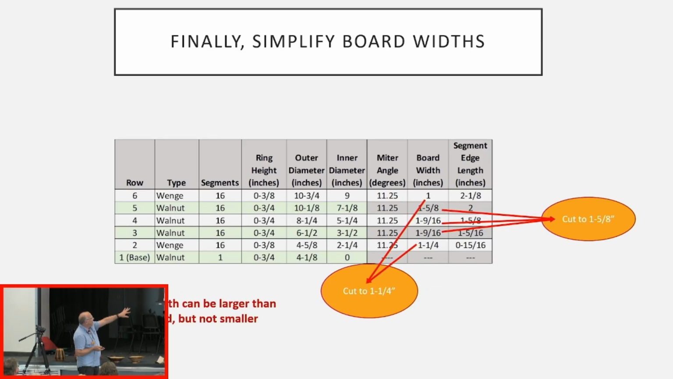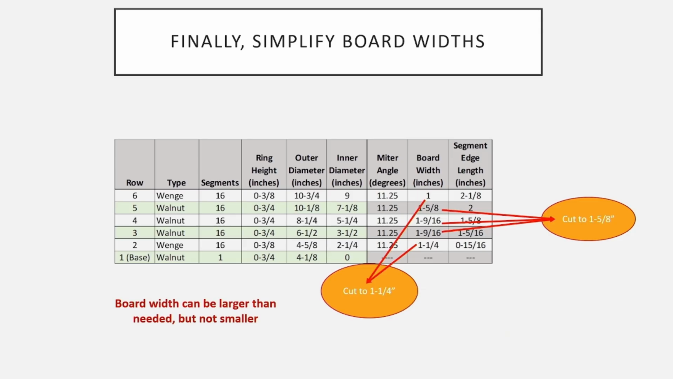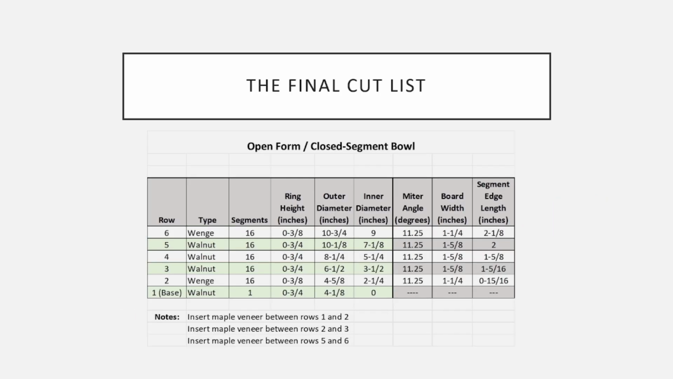And likewise, the top row and the second row, row number 2, I'm just going to make both of those inch and 1/4. Simplify things, so I'm not ripping a lot of different lumber. Okay, and there you go. That's your cut list. That's what you're going to take out to the shop and use to cut all your segments with. And I'll show you how you cut your segments.